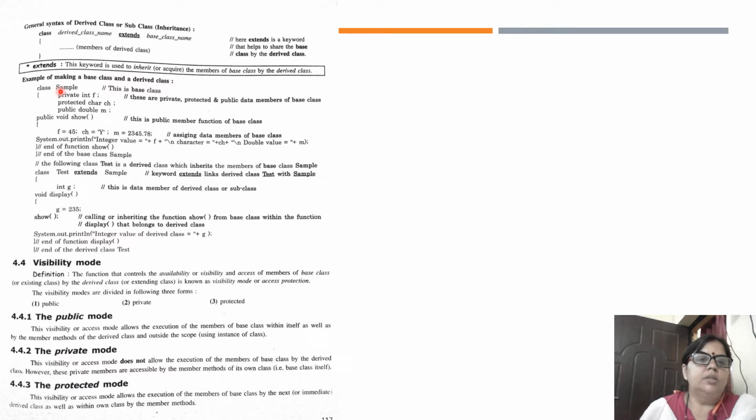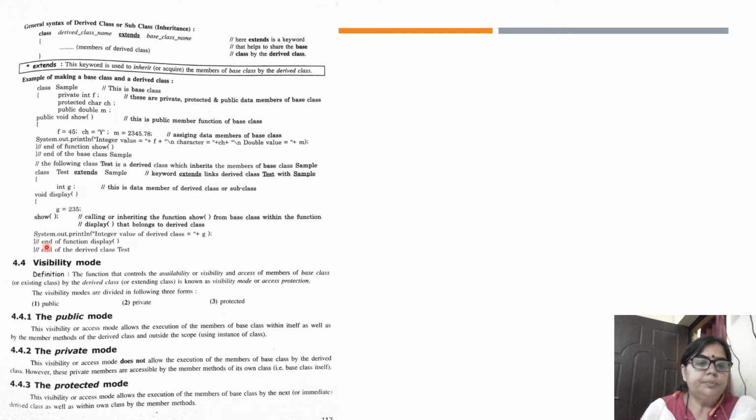Now next, what is the syntax of it? We can see it with examples. Here an example has been given. First, all the properties have been initialized privately. Next, you have the show function and how it is going to work. First, class sample is your base class. The extend keyword has been used to derive a class from the base class. See, the extend keyword, pay attention here. The extend keyword is used to inherit or acquire the members of a class by the derived class.